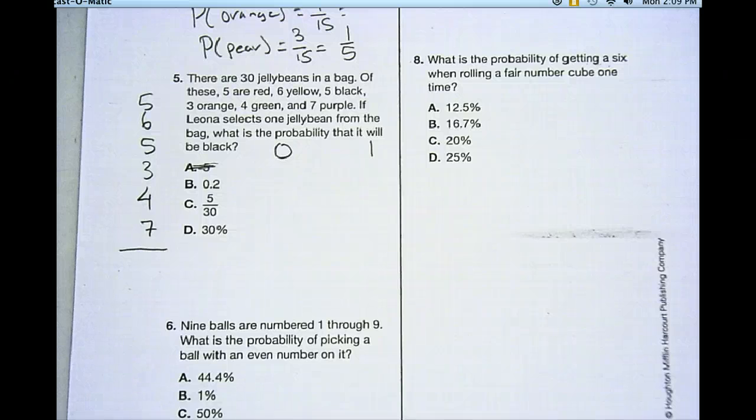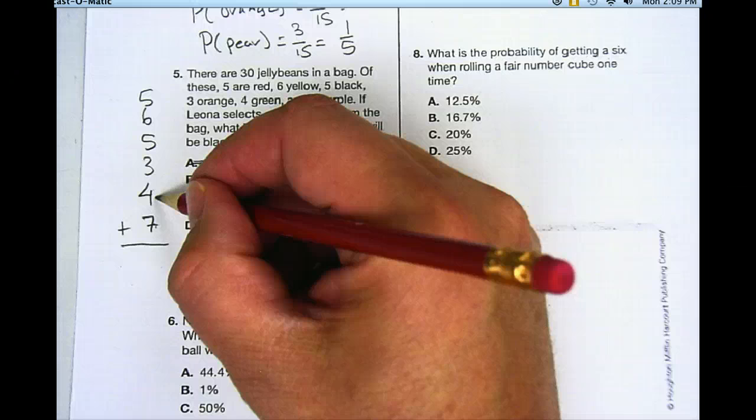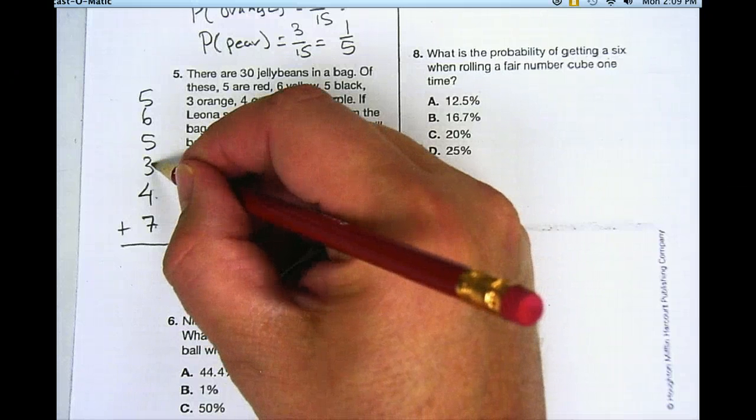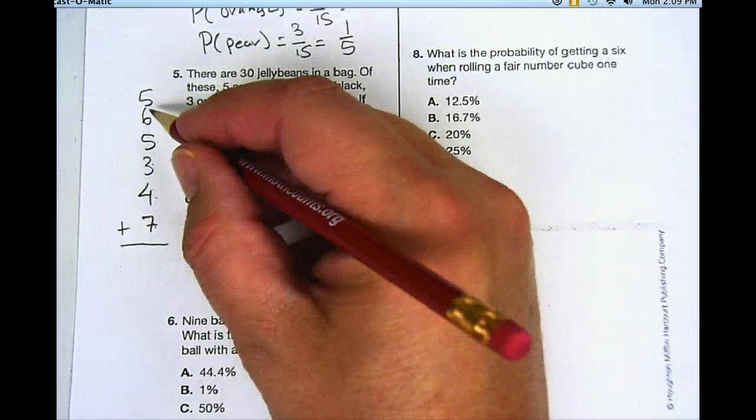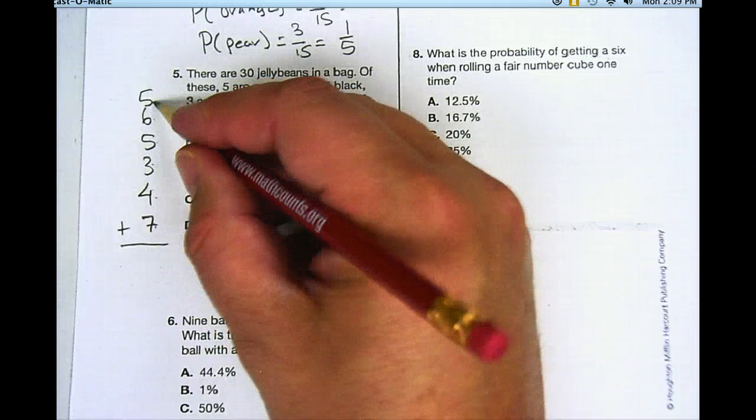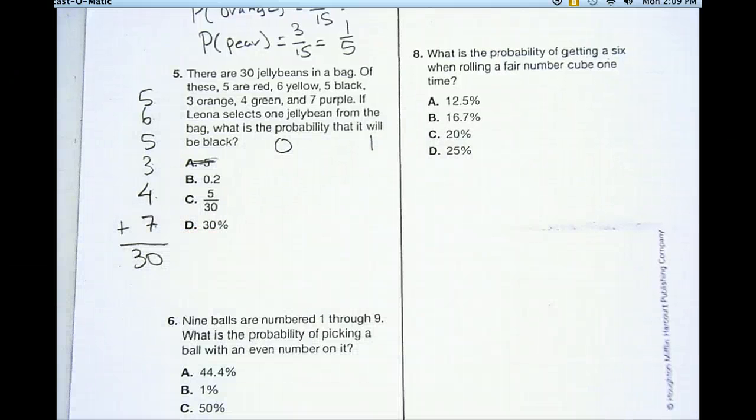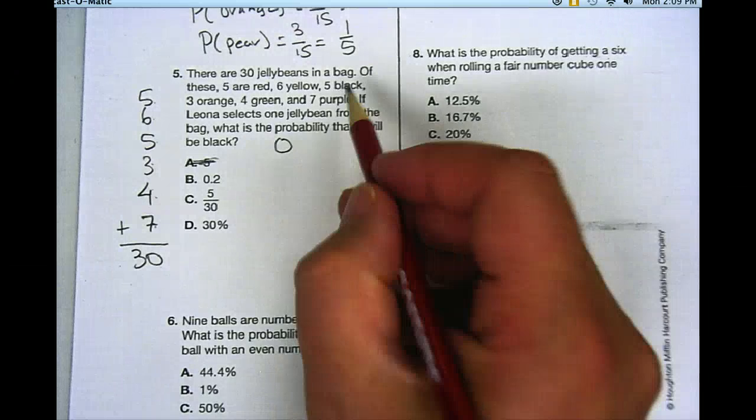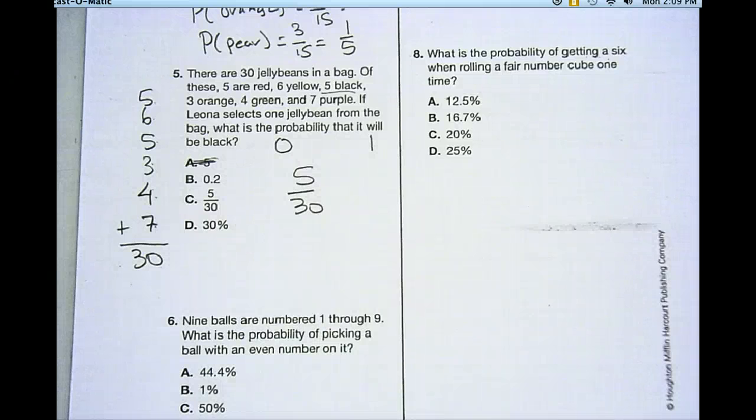Okay, so let's add up all the different jelly beans. 7 and 4 is 11. 11 and 3 is 14. 14 and 5 is 19. 19 and 6 is 25. 25 and 5 is 30. So I have 30 total jelly beans in that bag. And I want to find out the probability it will be black. 5 of them were black, so it's 5 out of 30.